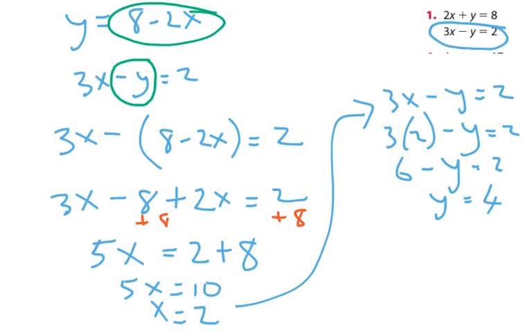So that means my answer is x is equal to 2, y is equal to 4. Let's look at one more example.